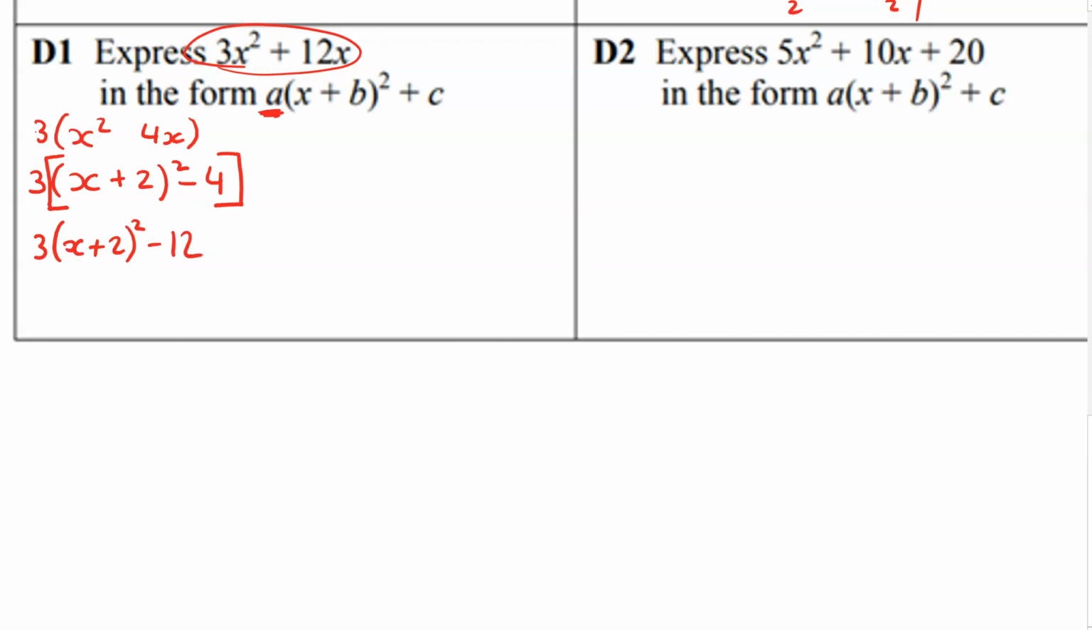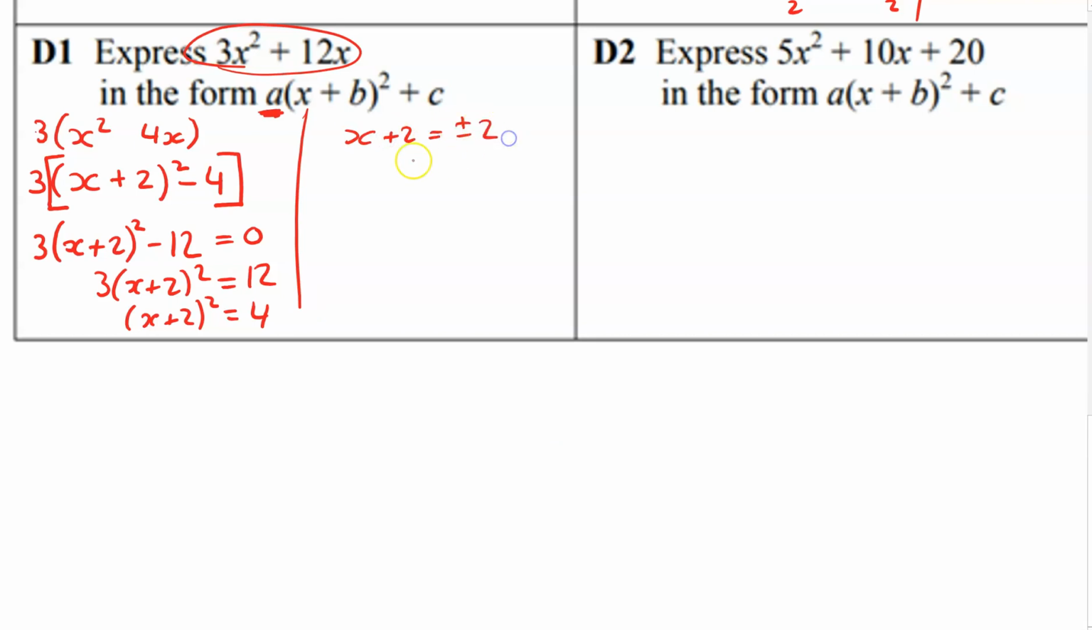Alright, so now the second part of this I'm going to solve it, so I'm going to make it equal to 0. I am going to add the 12 on, divide it by 3, square root, add the 2 on, take the 2 off, so my 2 answers are 0 or negative 4.